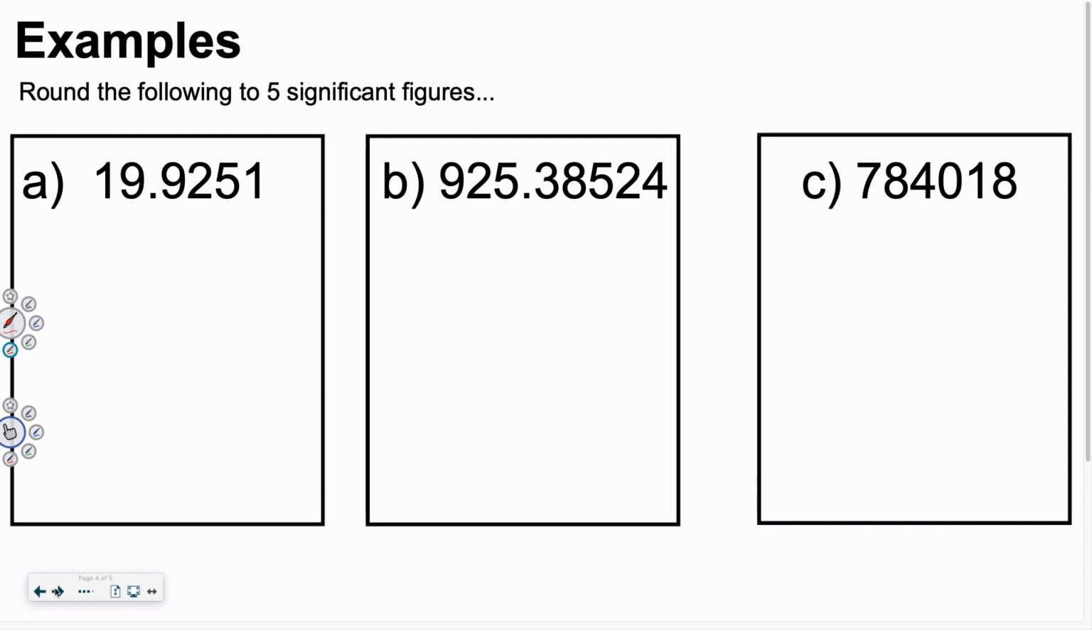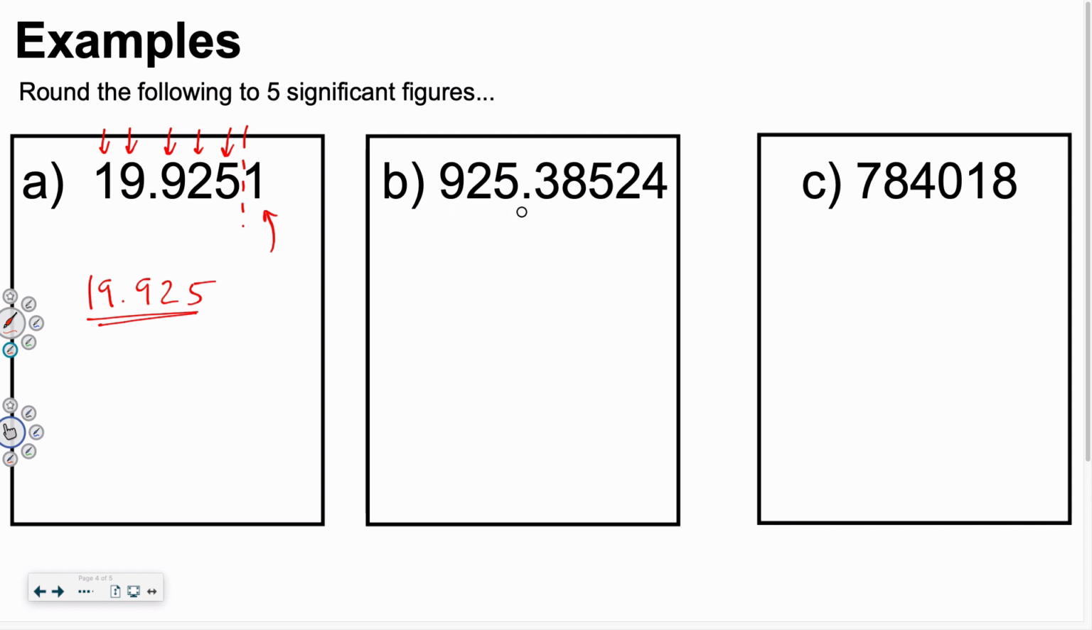Looking at some further examples, part A says 19.9251, and this time we're wanting to round to 5 significant figures. So we can start at the 1 here, because that's our first non-zero digit. So there's 1, 2, 3, 4, 5, drawing our line after our fifth number. Looking at the 1, it's not going to round this 5 up, so our answer is going to be 19.925.